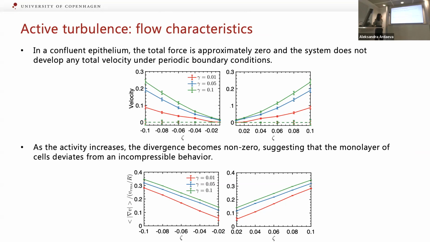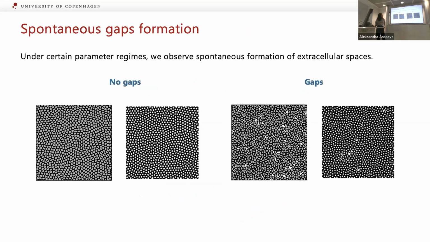So here we have measured average velocities for different values of activities, and we know that the total velocity in the system with periodic boundary conditions should be 0, and it is 0 here, which is what we expect. I think the most interesting part here was that we took the divergence. Since it's an incompressible model, we expect zero divergence, but this was not the case at higher activities, where the divergence actually deviated from 0. And this led to us observing that in our simulations, sometimes we can observe gaps between the cells.